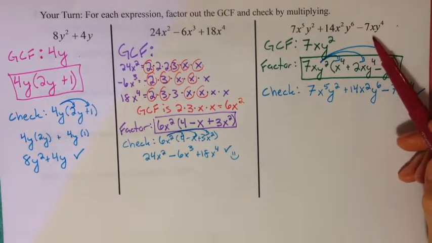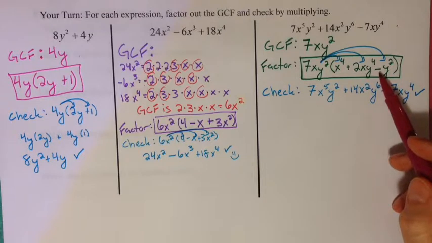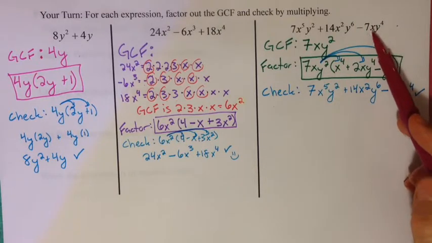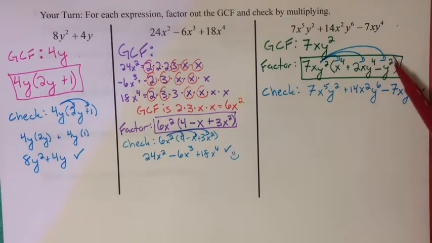With the negative 7x y to the 4th, when I remove a 7, I still have a negative. When I remove an x, there's no more x's left. And when I remove a y squared, I'm left with y squared from the y to the 4th.